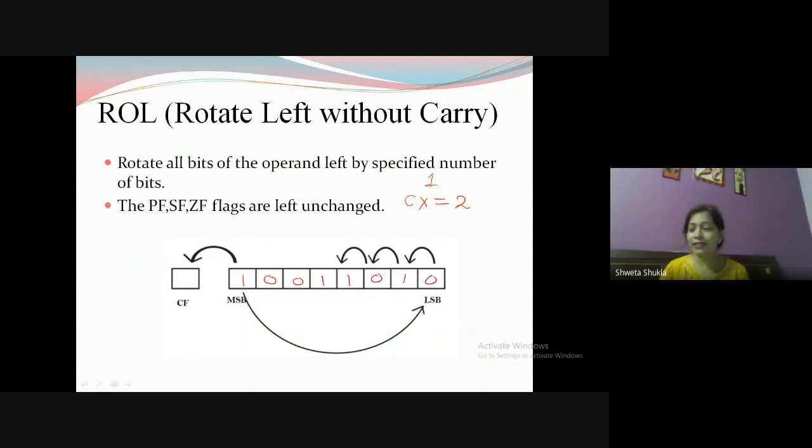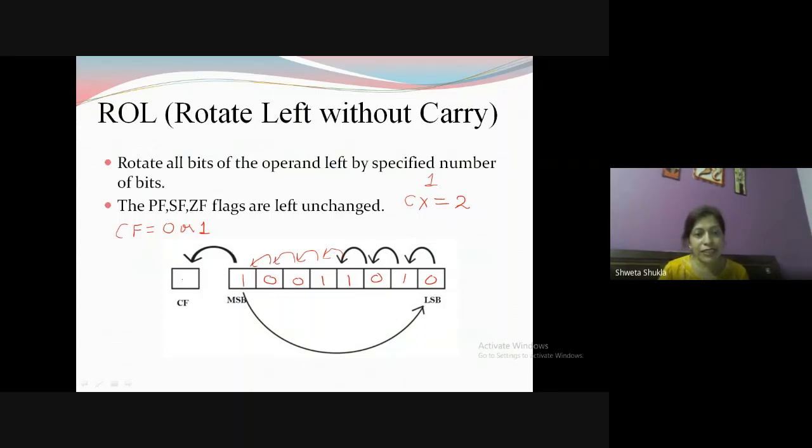Let us suppose the value of MSB is 1 and the complete data is 100111010. We have taken this data. Then how will you rotate it towards the left? Every bit will move towards its left side one by one, just like this. It will move here, then this here, then this here, and this here. The same operation you have to perform, and the MSB will move to the carry flag. Irrespective of the value of CF, which may be either 0 or 1, the MSB will move to the CF, as well as move towards the LSB side also.